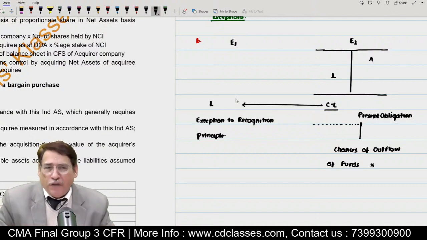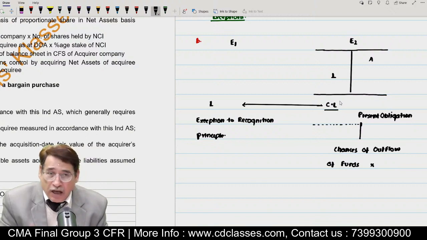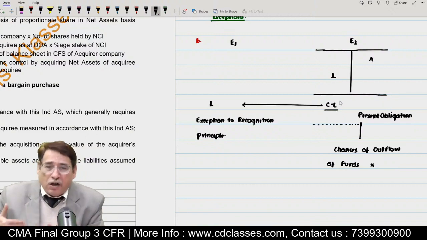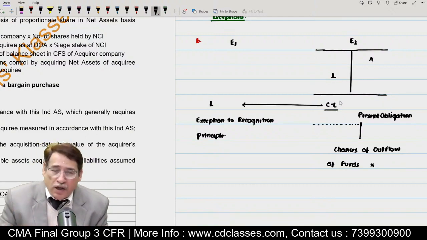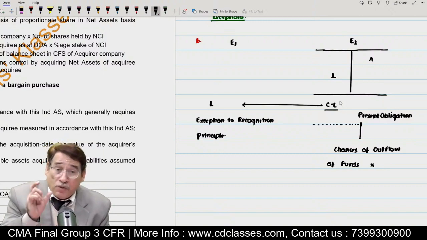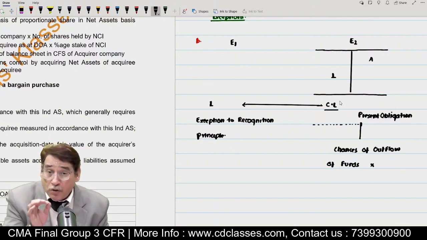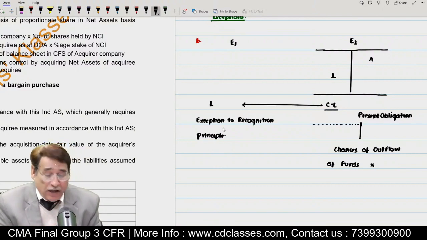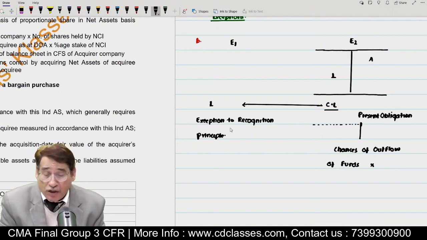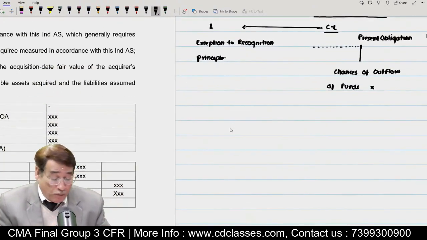So in simple words, if an item of the acquiring company is not appearing in the balance sheet and still we are recording it, of course we are recording it as a liability or as an asset, then it is known as an exception to recognition principle. Is it clear to you or not? So in the light of Ind AS 37, we will have to recognize this item, irrespective of outflow of funds. This is a very important point.